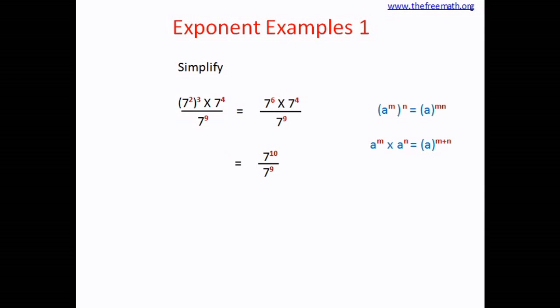Now you can see that the base is the same in the numerator and the denominator. So for this division, you are going to use this rule. Subtract the exponents. So 10 minus 9 equals 1. That means the answer is 7 to the power of 1, which equals 7. So the value of this expression is 7.